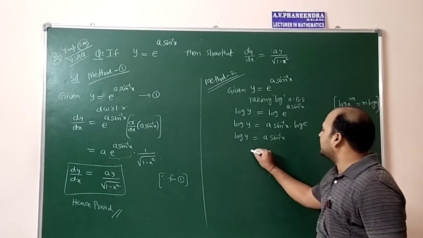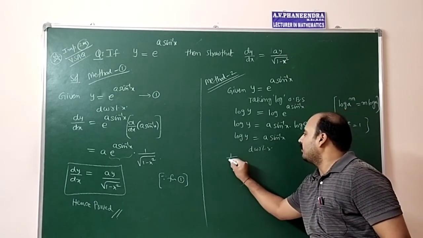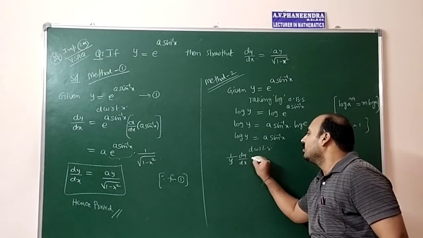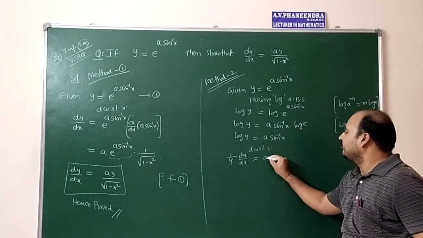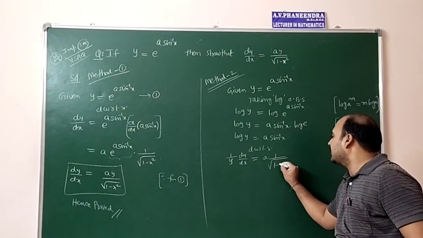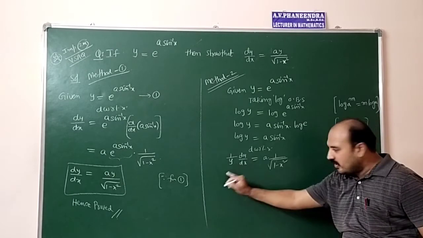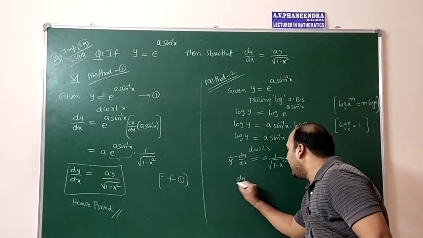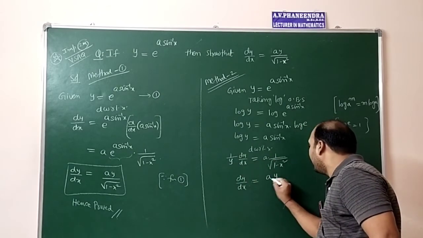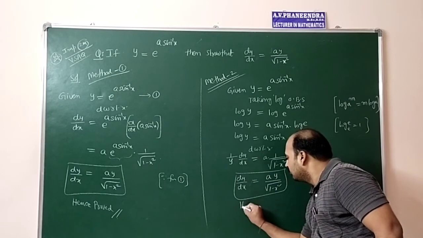Now differentiate with respect to x. Log y derivative is 1 by y, again y derivative is dy by dx, which is equal to a, the constant, d by dx of sin inverse x, 1 by root of 1 minus x square. So that we want only dy by dx, now we can take y to this side. dy by dx equal to a into y, ay divided by root of 1 minus x square. Hence proved.